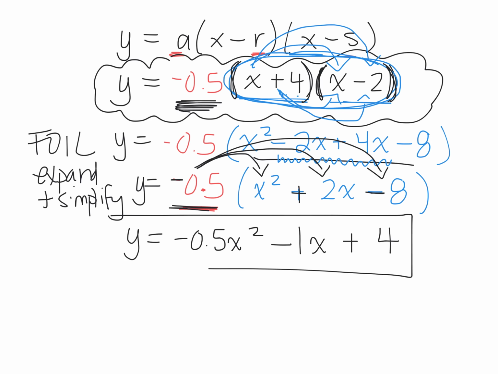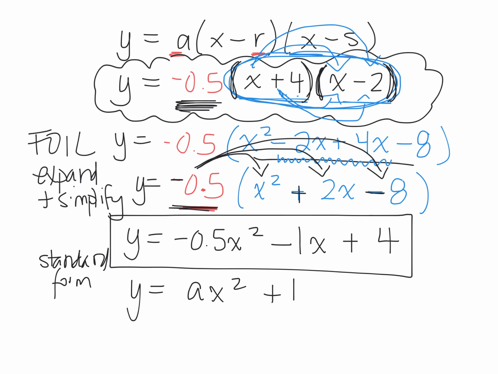So this is now in standard form. How do I know this is in standard form? What is standard form? y equals ax squared plus bx plus c. Do you remember what c represents? Y-intercept. So where was the y-intercept? Where should it be? (0, 4).